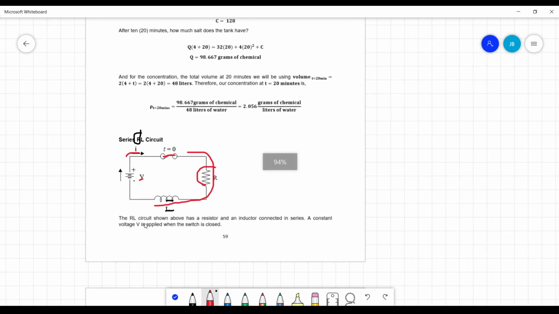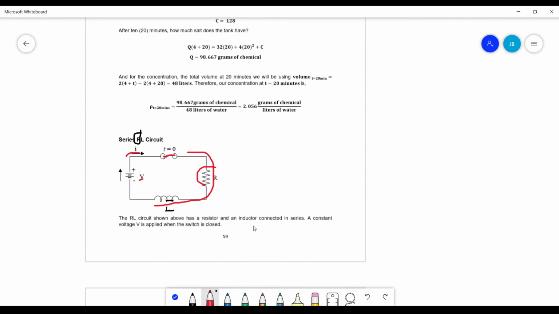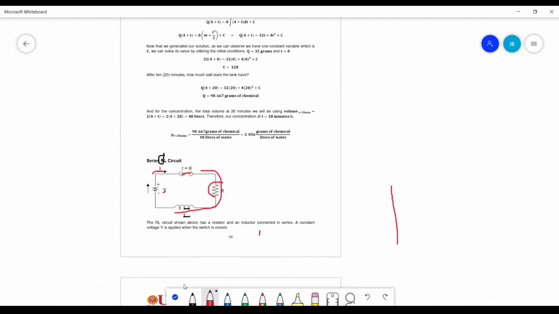So the RL circuit shown above has a resistor and an inductor connected in series. A constant voltage is applied when the switch is closed. Okay, so let's go to the next page. How to manipulate this one?